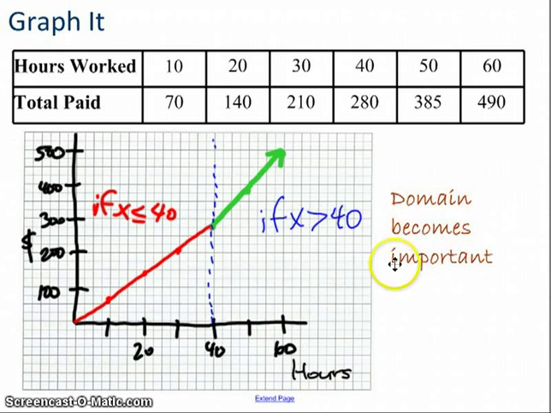So as this statement says here, domain becomes very important when you start talking about piecewise functions. The domain where x is between 0 and up to and equal to 40 has one equation tied to it. That's the one with the slope of 7. And the domain where x becomes greater than 40, and anything beyond 40, as this says in blue here, you're going to have that steeper slope of 10.5 or $10.50 an hour.